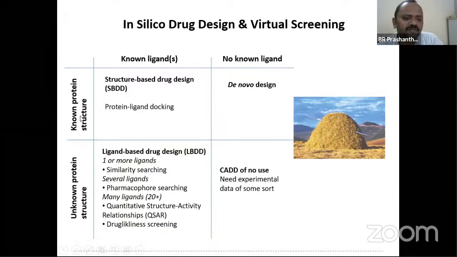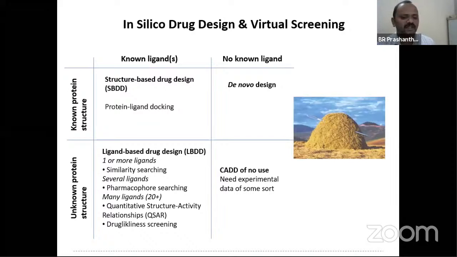Now, if no known ligand is there but the protein structure is known, we can do de novo drug design. How do we do this? By looking at the structure of the protein, we build the structure of a ligand which is complementary to that protein. The protein is the target structure, and by looking at the target protein structure, we design the ligand. That is de novo drug design.